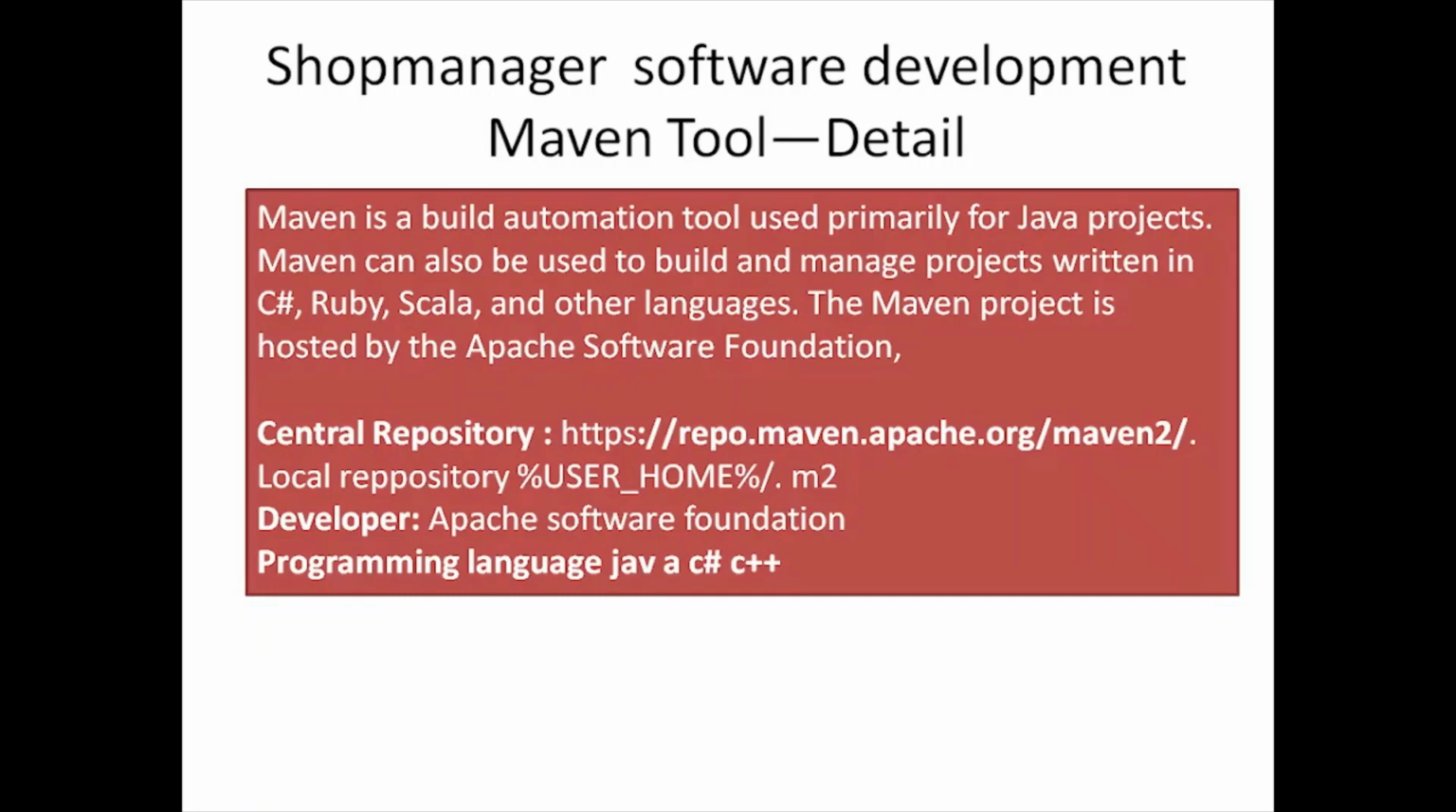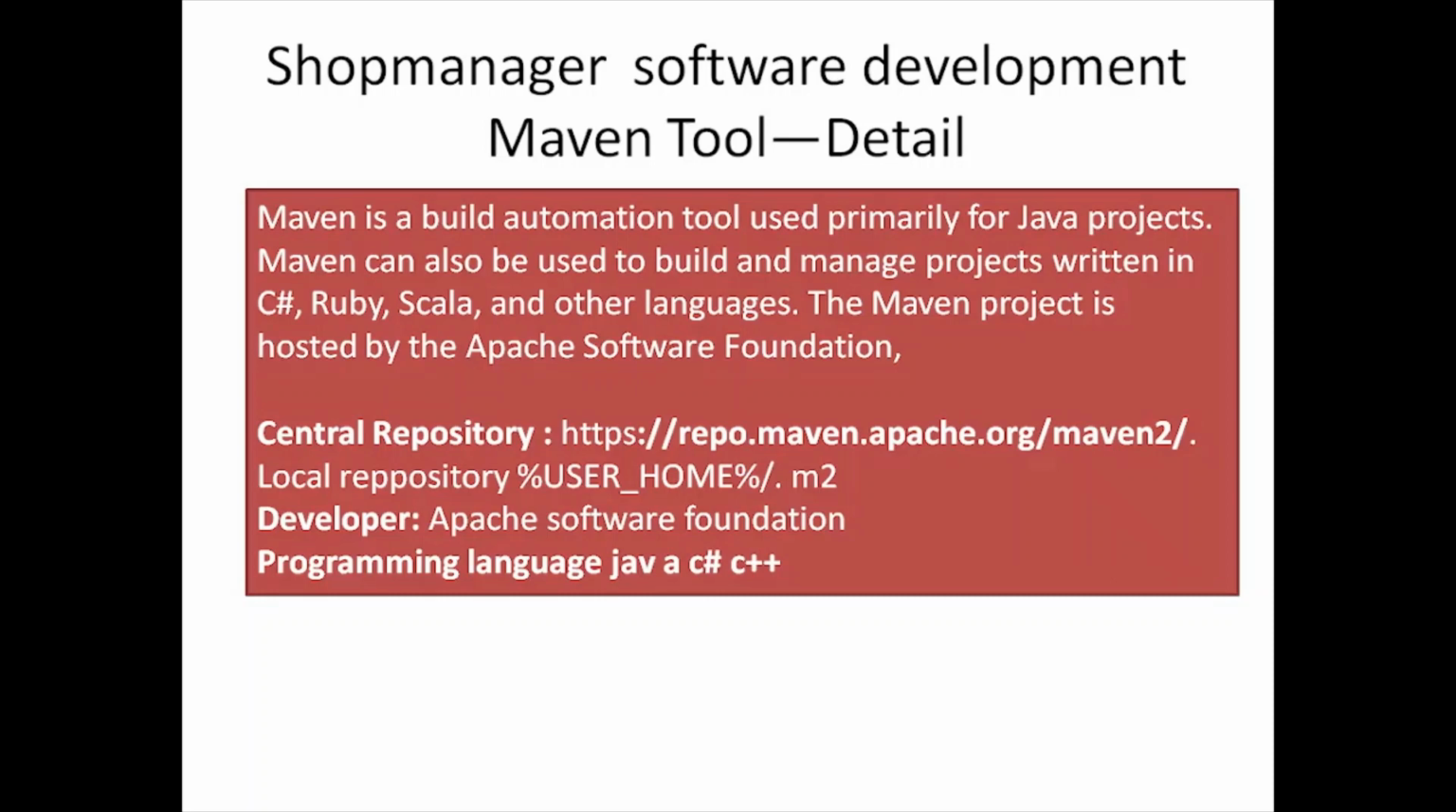Before going ahead, this is step 3, creating our software. Before that, we have studied the IDE. This is a platform on which we are doing all kinds of activities, and inside the IDE, this is another tool which helps you bring all required jars, APIs, dependencies. So what is Maven? Maven is a build automation tool used primarily for Java projects. Maven can also be used to build and manage projects written in C#, Ruby, Scala and other languages.